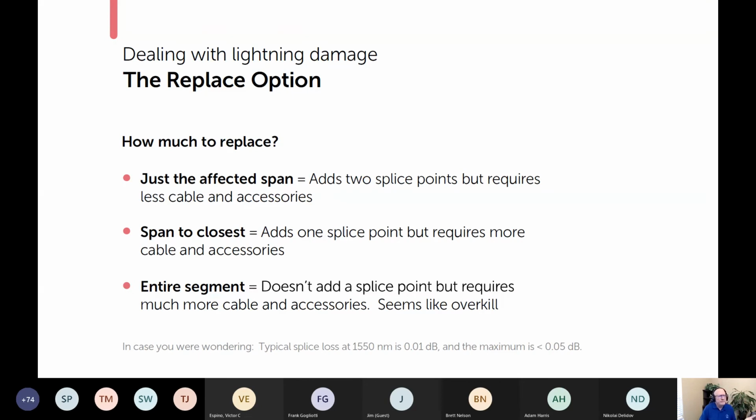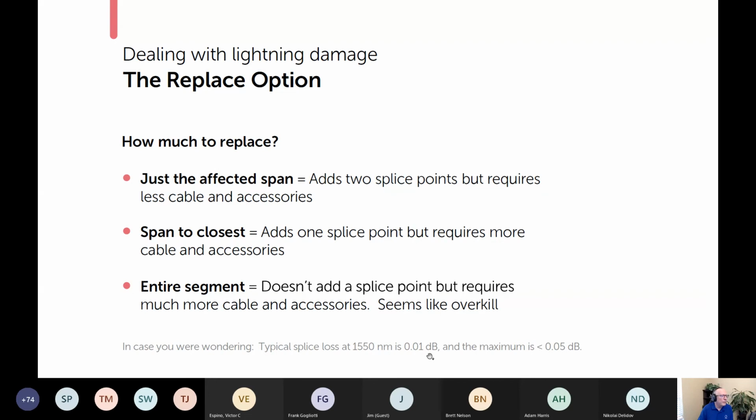In general, you don't like adding splices unless you have to, but these days, the typical splice loss at 1550 is about 0.01 dB, and the maximum is less than 0.05 dB. So even if a guy did a not so good job splicing, you just say, well, do it again. It won't take long. You could probably specify that the maximum allowable not be more than 0.02 dB.